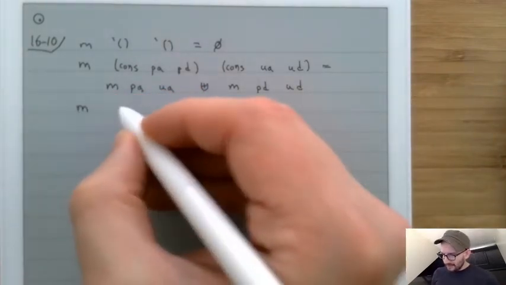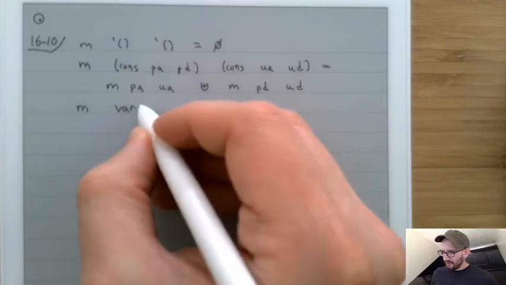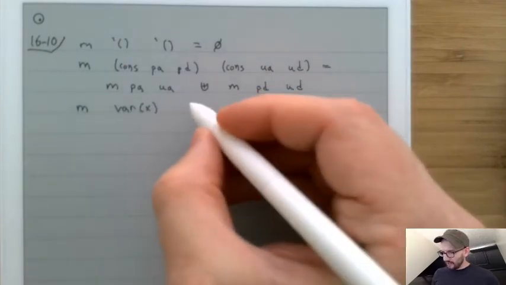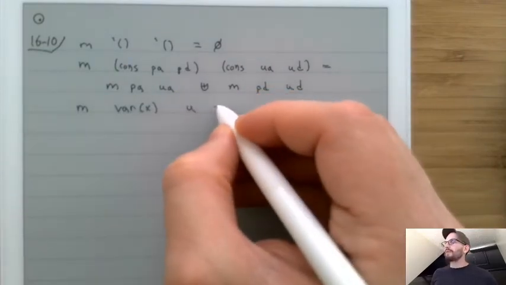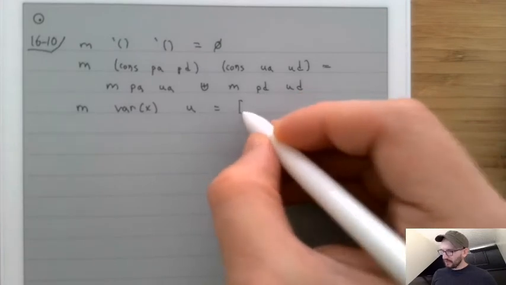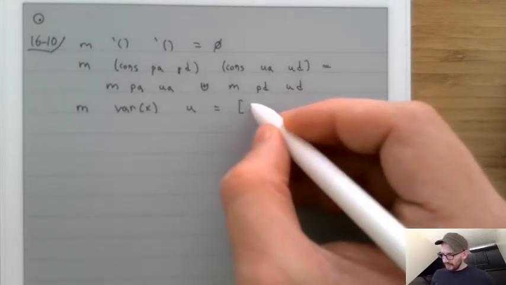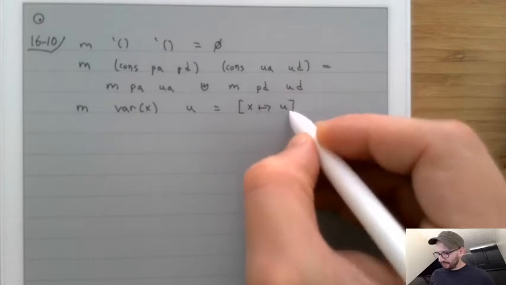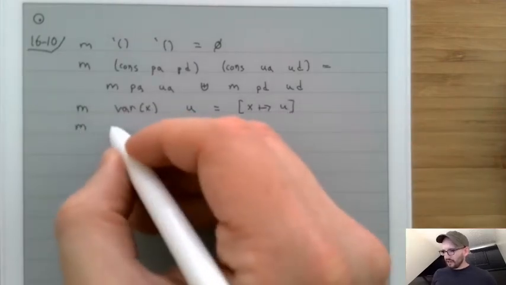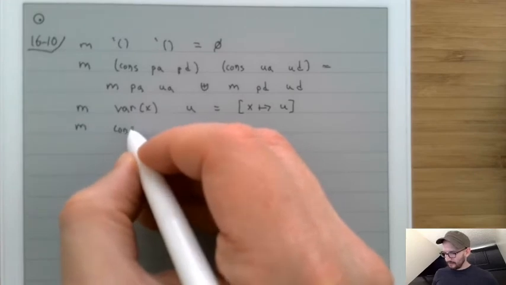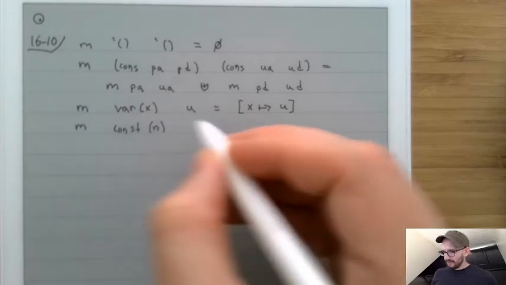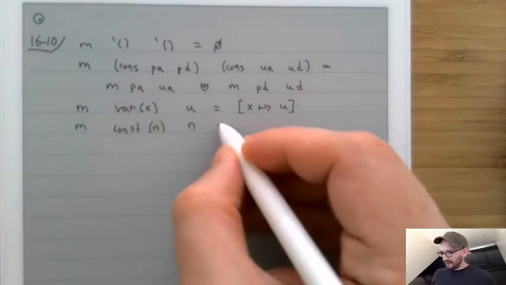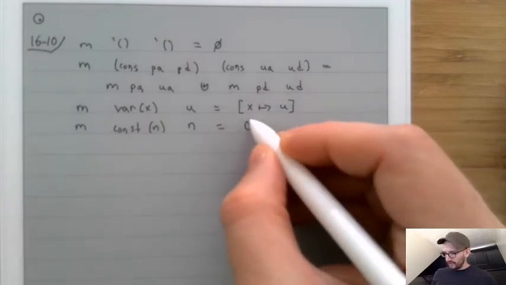If you call match and you were given a variable x and you were given any use u, then we're going to map x to u. And if we call match on a constant n, and we're given an n, then we're going to return empty also.